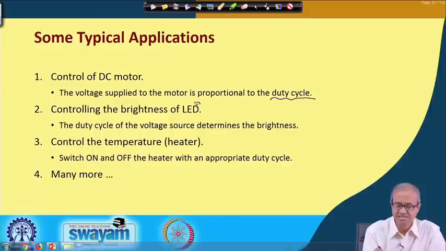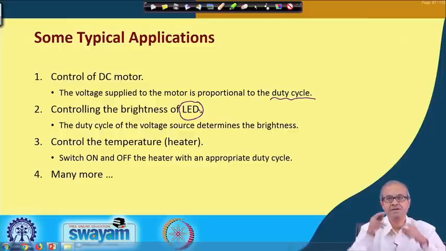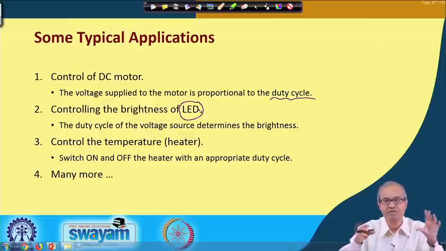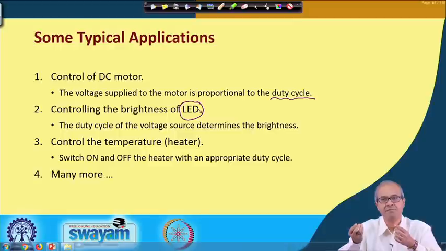Suppose any light, well I am considering a LED, light emitting diode, it can be any other lamp. So, if I apply a PWM waveform as the power supply of that lamp, I can adjust the brightness level of the lamp, this is another application.